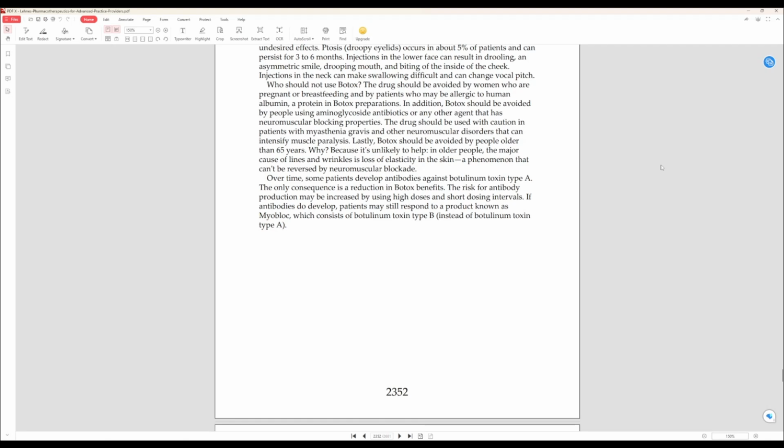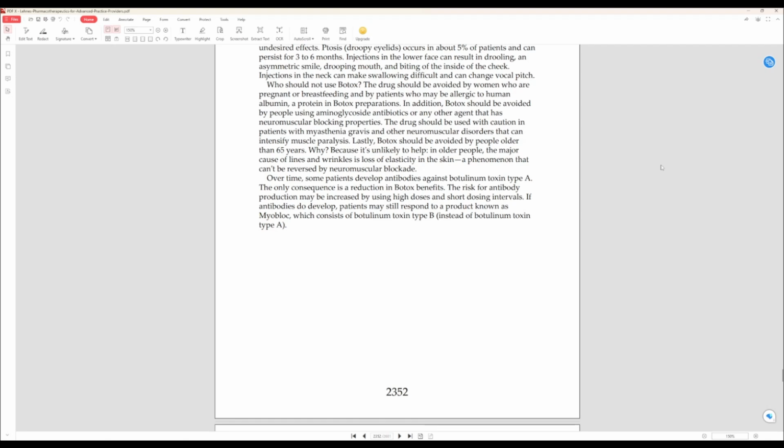Lastly, Botox should be avoided by people older than 65 because it's unlikely to help. In older people, the major cause of lines and wrinkles is loss of elasticity in the skin, a phenomenon that can't be reversed by neuromuscular blocking.